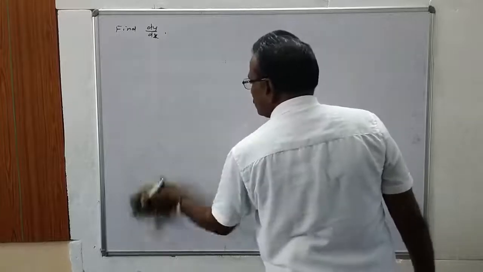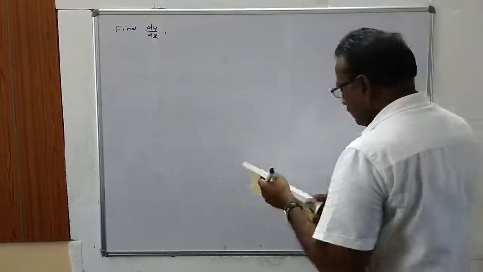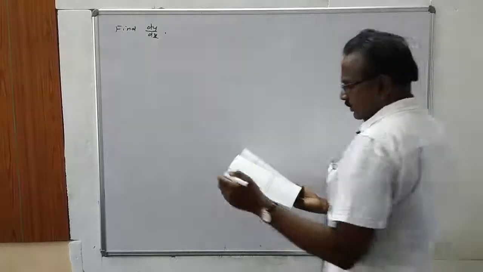Seventh question. Find dx by dt and dy by dt. You solve that problem. Question number 8.